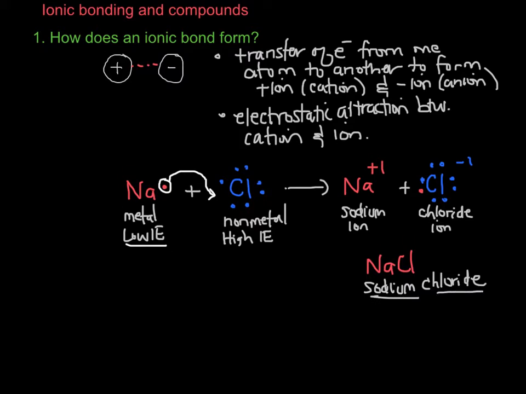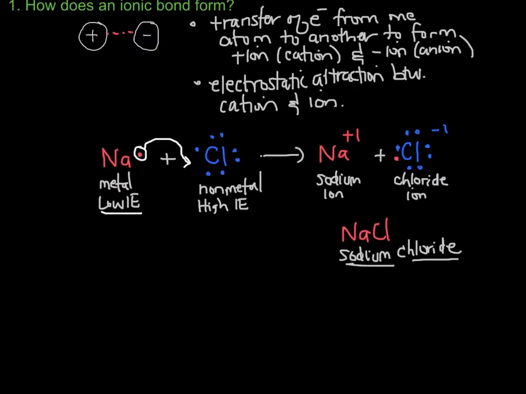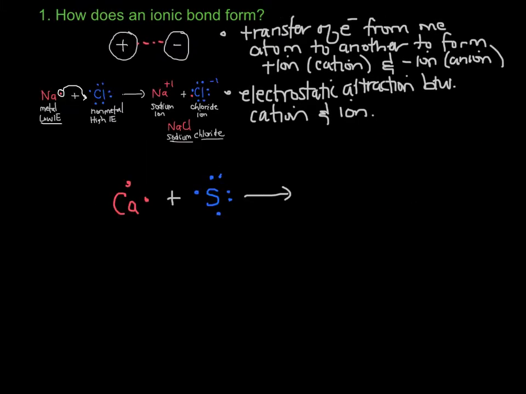Okay, let's try one that's a little more complicated than sodium chloride. Again, we have our metal and our nonmetal. If you remember, metals have a low ionization energy and electronegativity, and our nonmetal, sulfur, has a high electronegativity and ionization energy. So the valence electrons on calcium are more attracted to sulfur than they are to the calcium. In this case, it's going to lose both of its electrons to the sulfur.